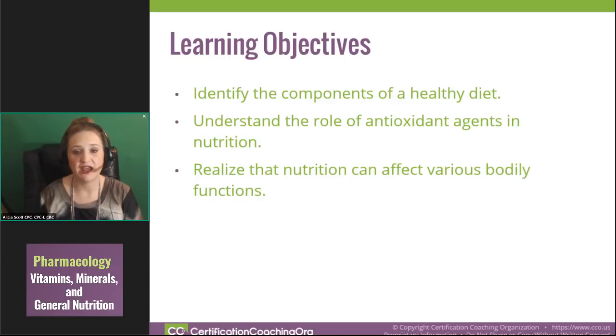We're also going to talk about antioxidant agents and how they relate to nutrition. We're going to see how important nutrition is to the body and specific body functions. So let's go ahead and get started.